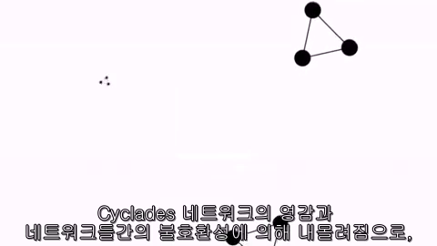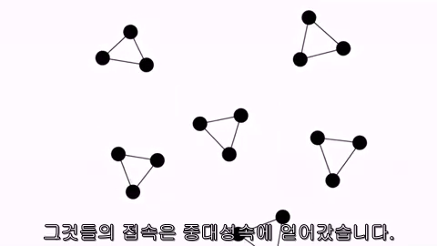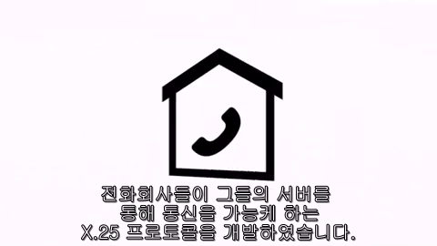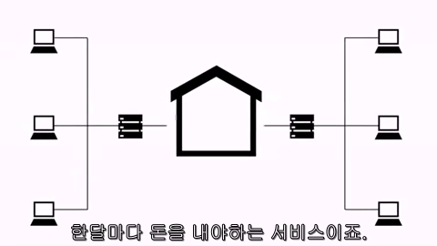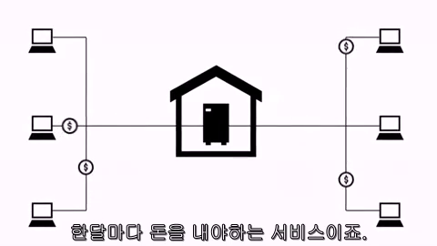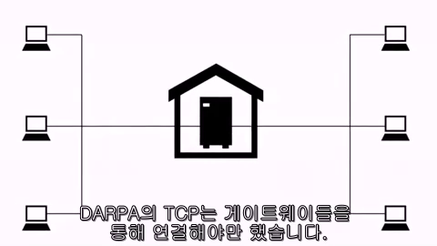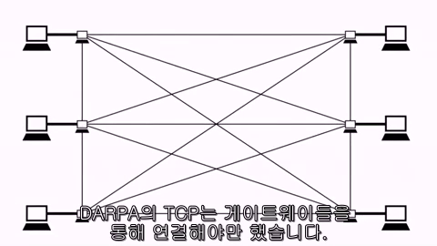Inspired by the Cyclades network and driven by the incompatibility between the networks, their connection gained in importance everywhere. The phone companies developed the X.25 protocol, which enabled communication through their servers, in exchange for a monthly basic charge, of course. DARPA's transmission control protocol was to connect the computers through gateways.